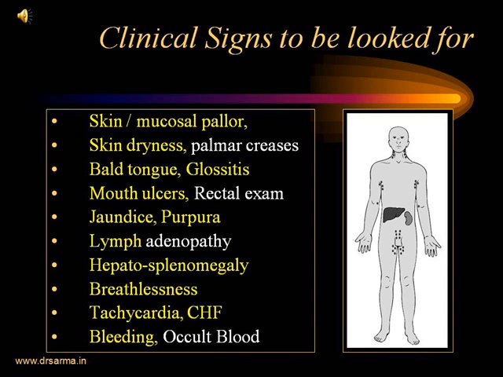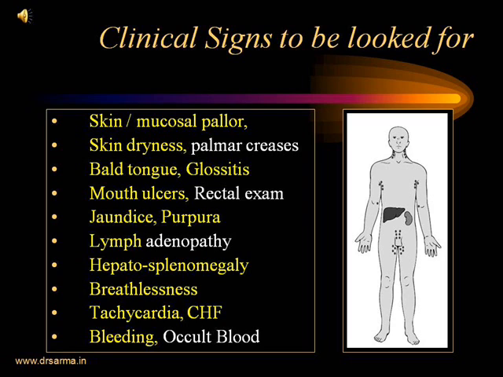The important clinical signs that have to be looked for in any patient of anemia are: 1. The pallor of the mucosa and pallor of the skin. In fair-skinned individuals, skin pallor can be noticed, but in dark-skinned persons, it is difficult to assess the pallor of the skin. In such a case, examination of the palmar creases, which are invariably very dark, will tell us whether the patient is anemic or not.